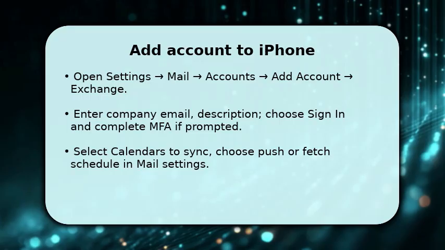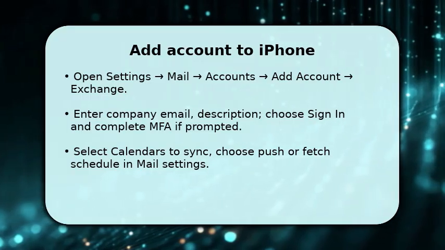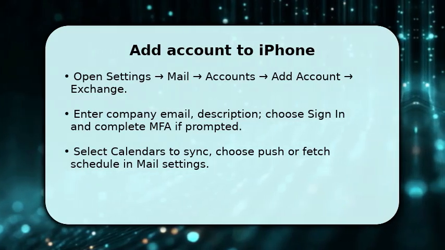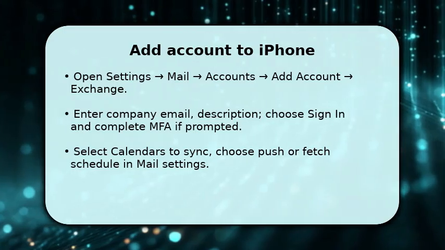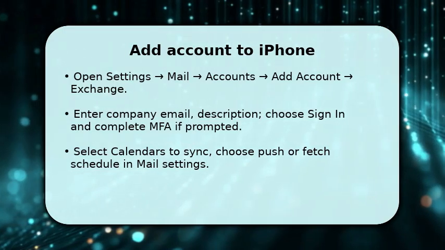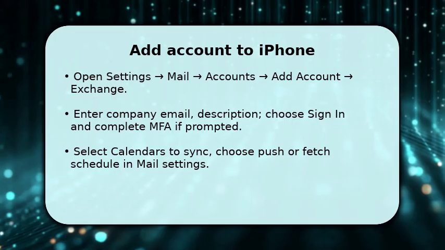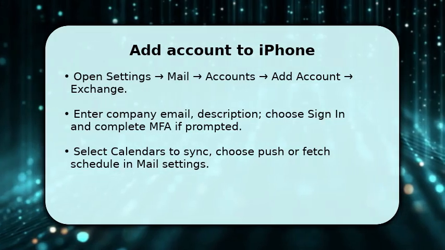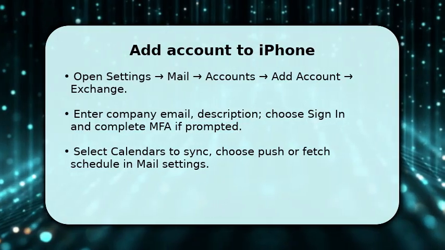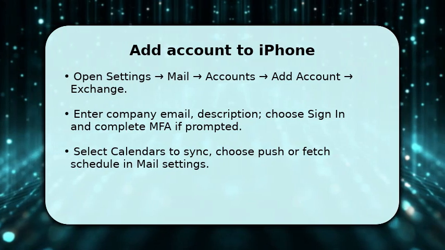You'll now add the Exchange account directly on the iPhone to establish calendar sync. Go to Settings, Mail, Accounts, and Add Account. Pick Exchange and enter your company email and a recognizable description. When prompted, sign in with your password and complete MFA or app password steps. This authenticates calendar access. After authentication, toggle calendars on, then adjust fetch or push behavior in mail settings so updates arrive on your preferred cadence. These steps create a persistent connection between Outlook and your iPhone calendar.